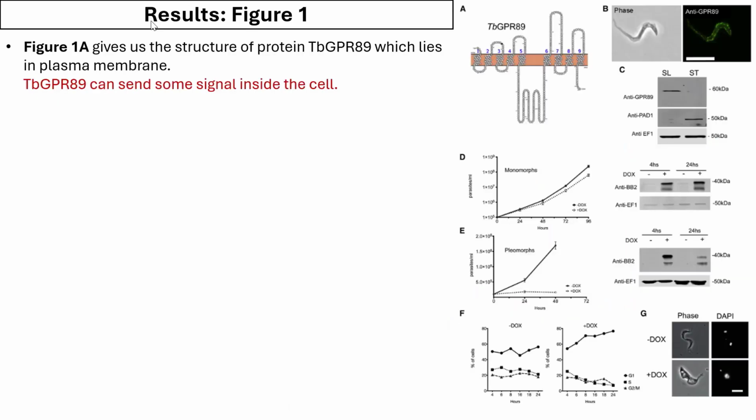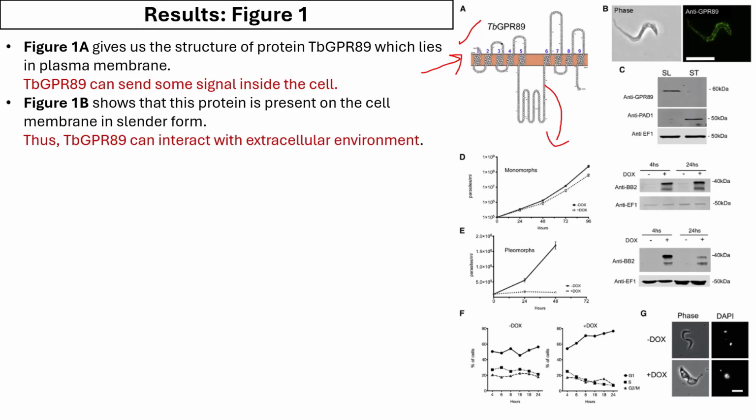In figure 1a, researchers have shown the structure, or the tentative structure, of GPR89, and they have found that GPR89 is present in the cell membrane. So if a protein is present in the cell membrane, it has the possibility of interacting with the external environment and passing on that signal to the inside of the cell, establishing a signaling cascade.